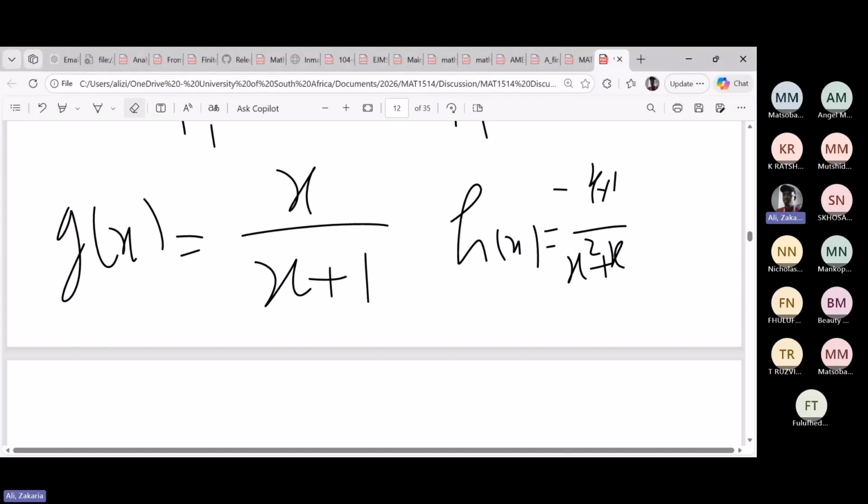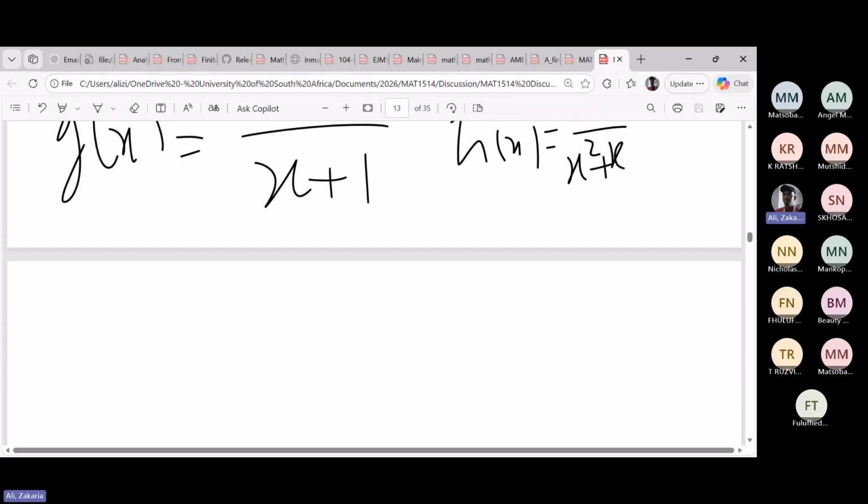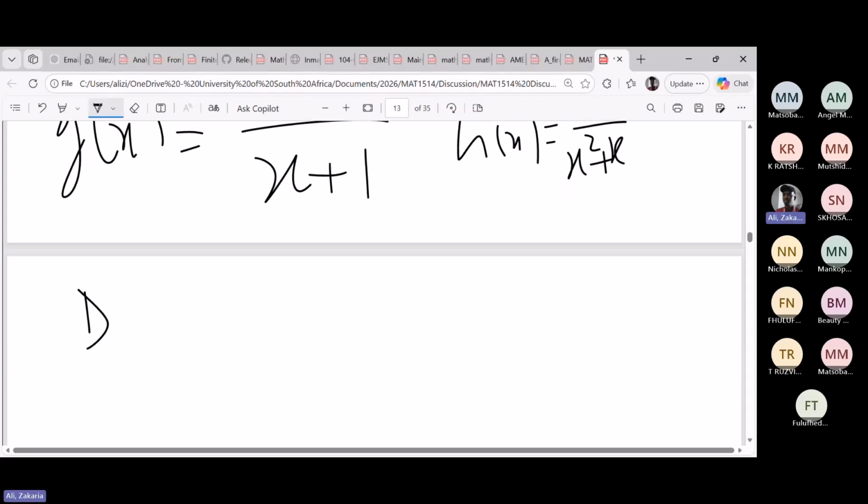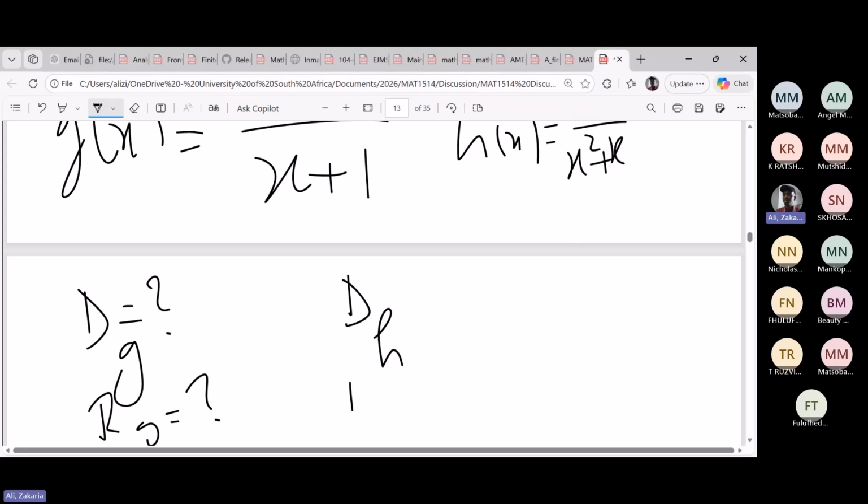We did see how you find the domain last week. And from the domain, you should also be able to sketch the graph and determine the range. So for the above functions, find the domain: find DG, and also find DH, and find RG and RH, where RH is the range of H and RG is the range of G. Great.